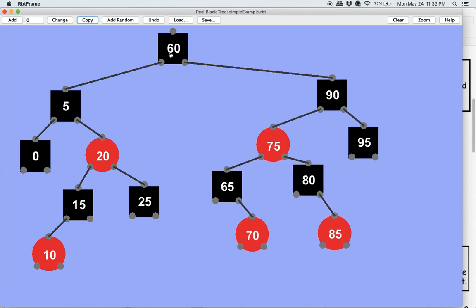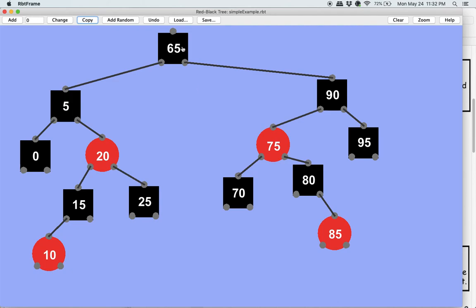I now want to delete the 60. So I go to the right and then left as far as possible. That's the 65. I copy the 65's data up here and now delete the 65. It has a single child, so I do a single child replacement. And again, have a valid red-black tree.